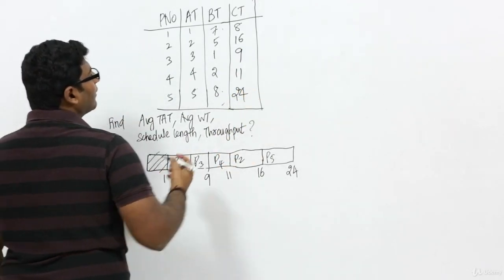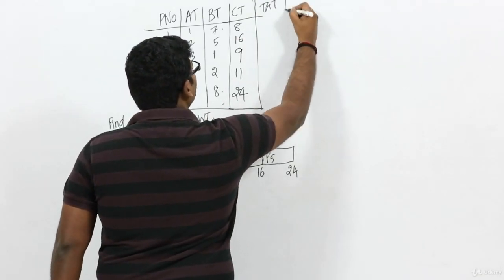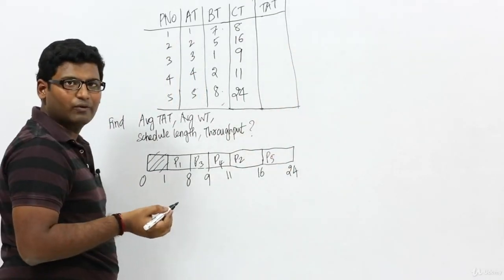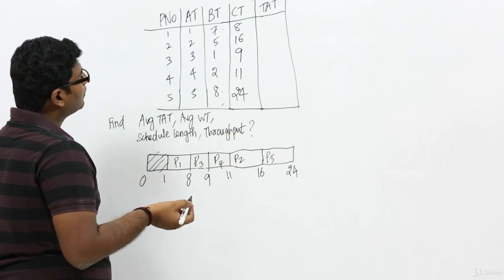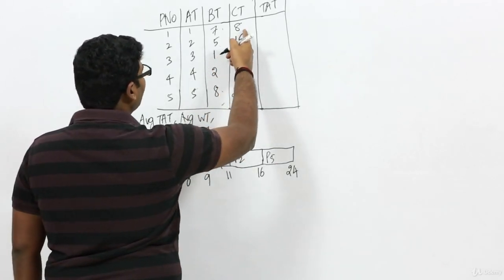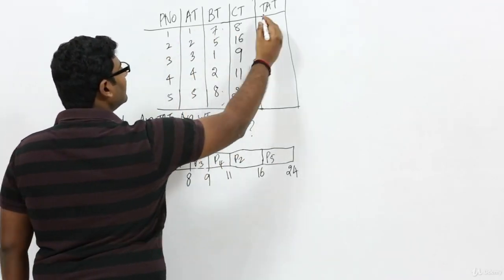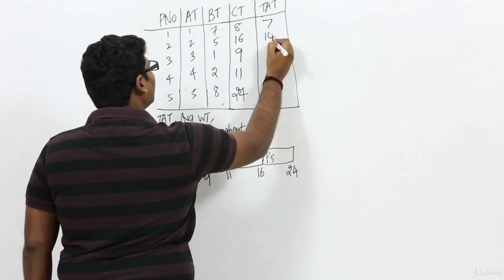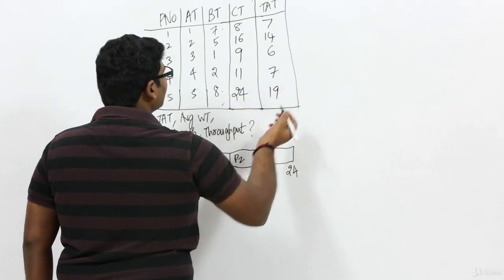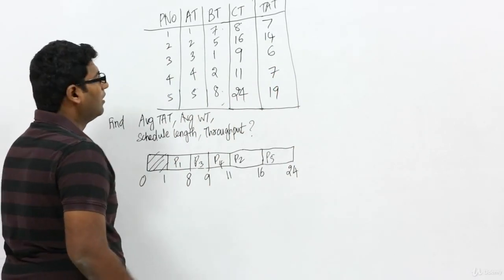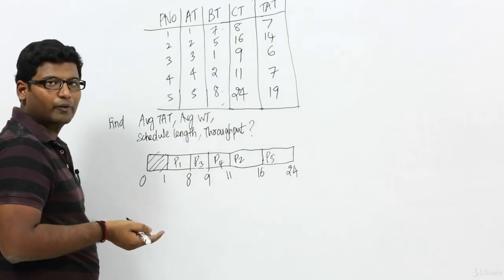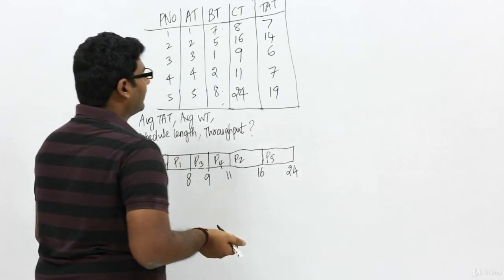Now let's compute turnaround time. Since our IO time is 0, turnaround time is nothing but completion time minus arrival time. So 8 minus 1 is 7, 16 minus 2 is 14, 9 minus 3 is 6, 11 minus 4 is 7, 24 minus 5 is 19. So this is the turnaround time. If you add these 5 values and divide by 5, we get the average turnaround time. You can compute it by yourself. It's quite simple.